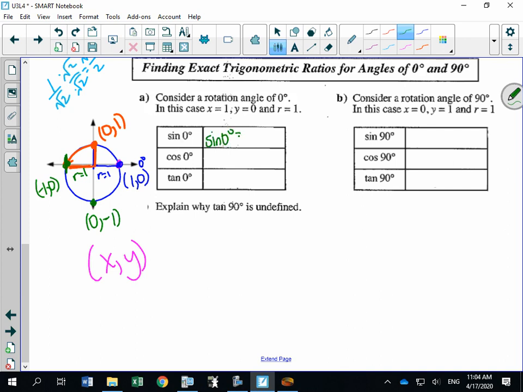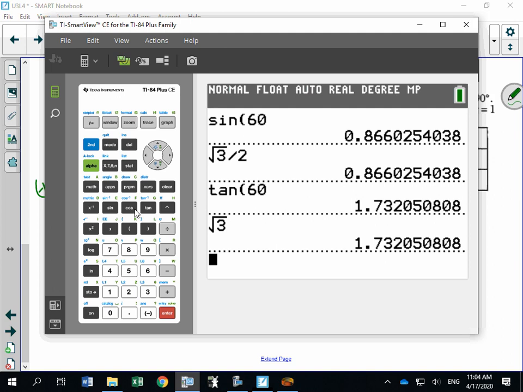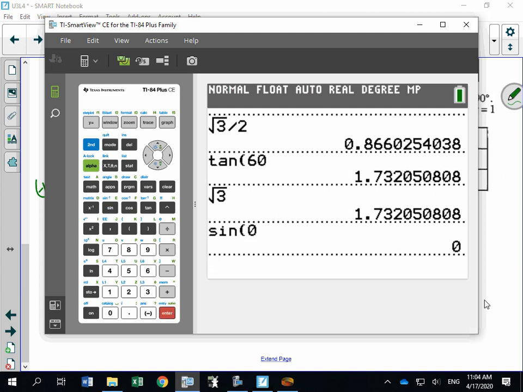Sine of 0 degrees. You know that sine is y over r. The radius is always 1 on the unit circle. So 0 divided by 1 is 0. The sine of 0 degrees is 0.